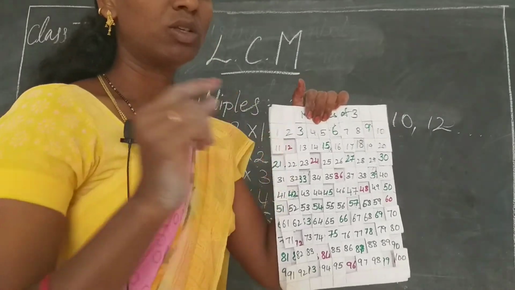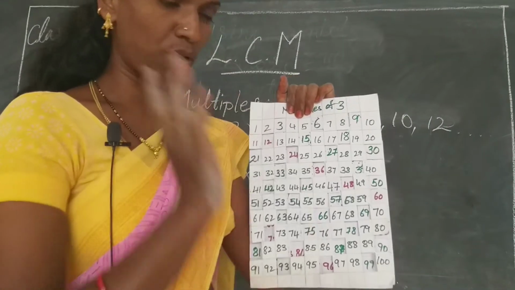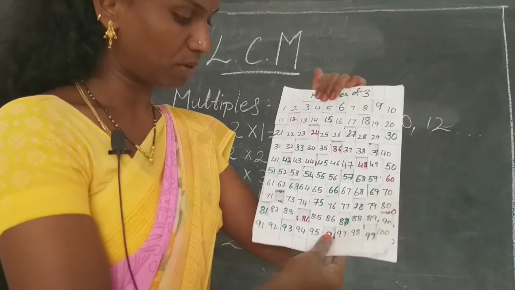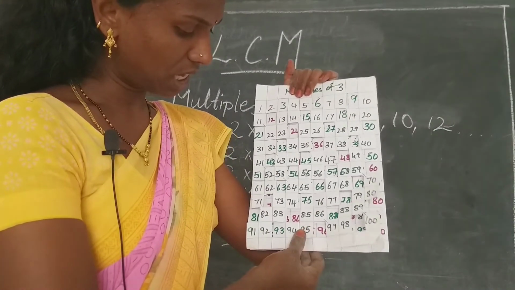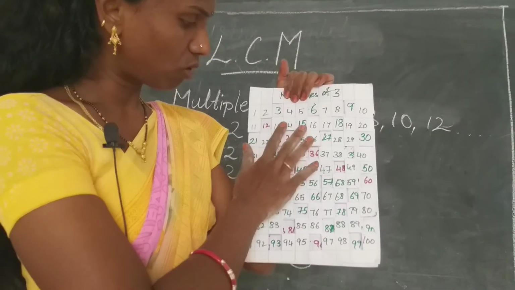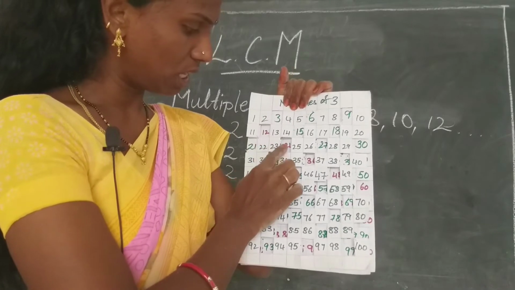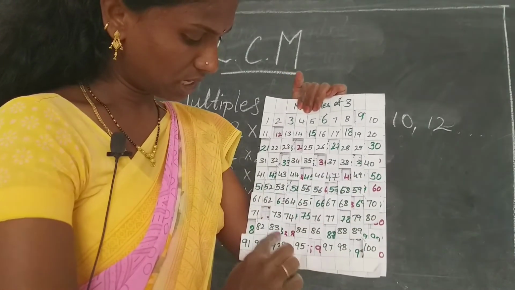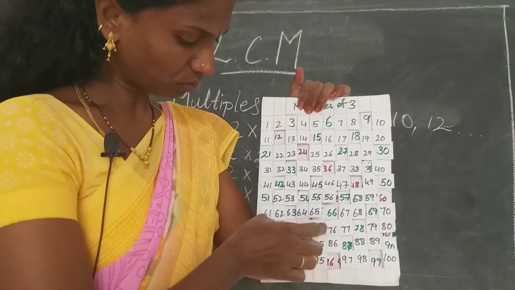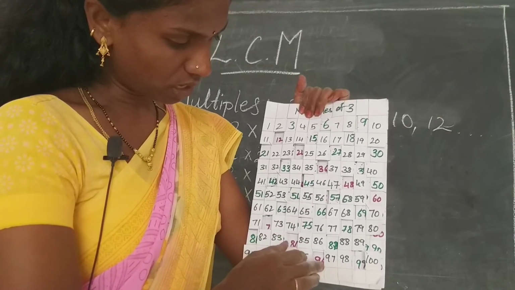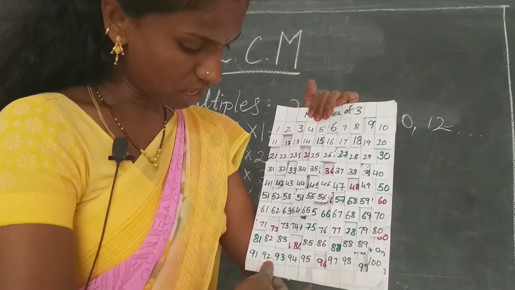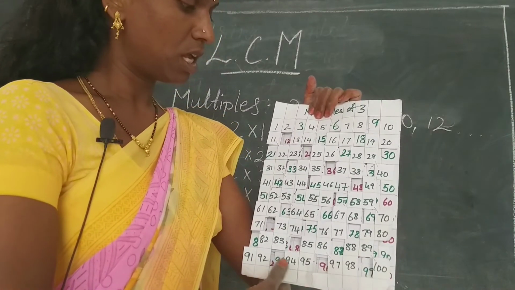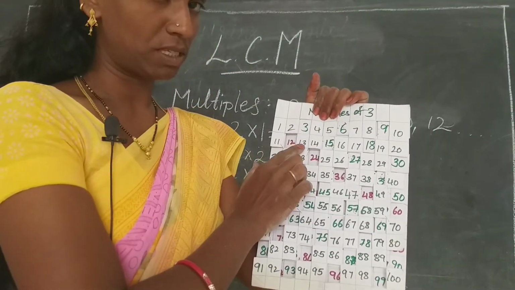We can see only the numbers which are in brown color, only the numbers in the number chart. See here, you can see only the numbers 12, 24, 36, 48, 60, 72, 84, 96. So these are the common numbers.